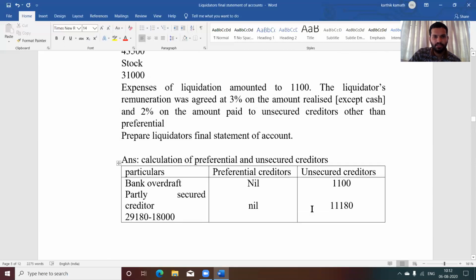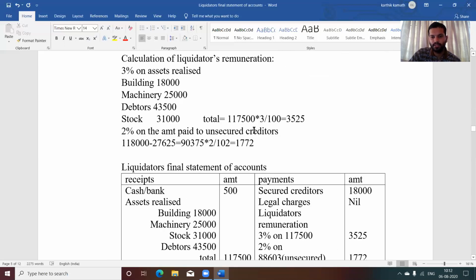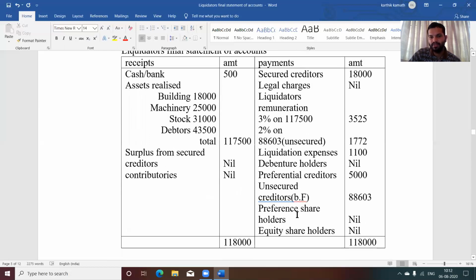Preferential creditor information: working note number one, preferential creditor total, that is 5,000. So 5,000 you are going to write it here. Unsecured creditor is the balancing figure in this problem, that we will see later after doing all the adjustments. Preference shareholder nil, equity shareholder nil, because there is no payment to shareholders.